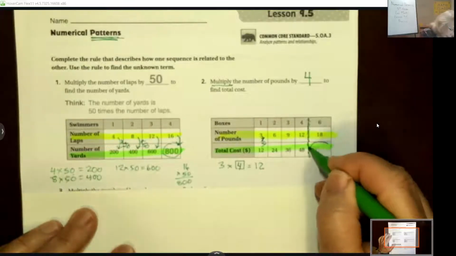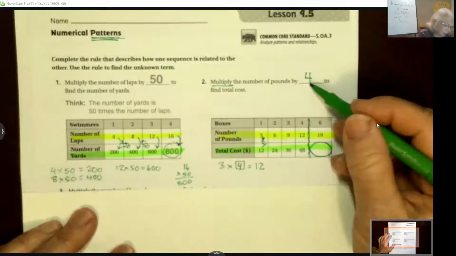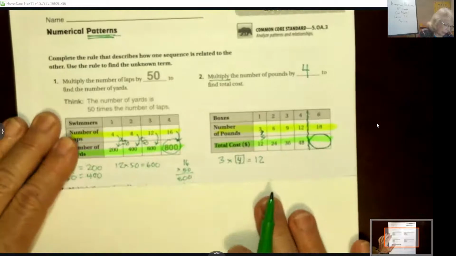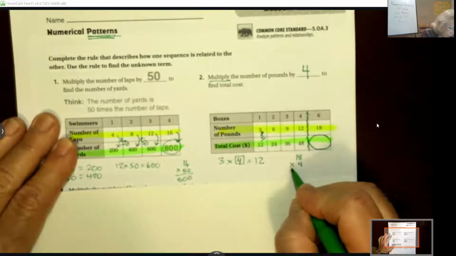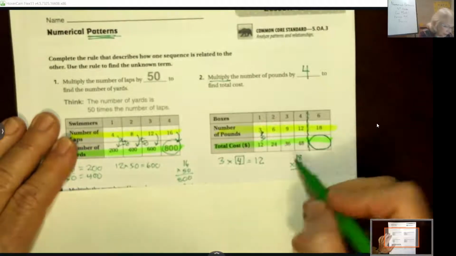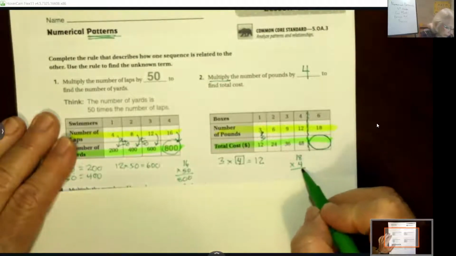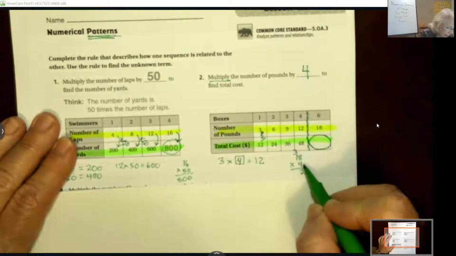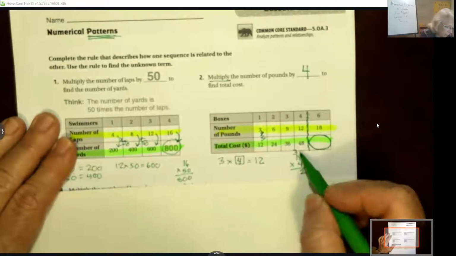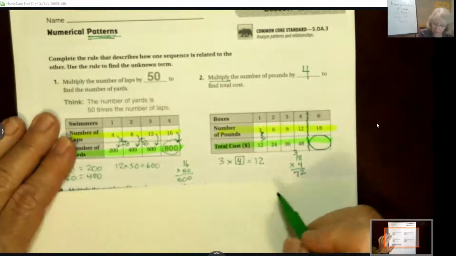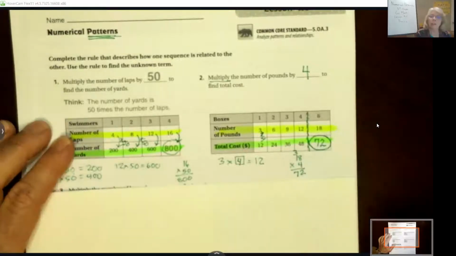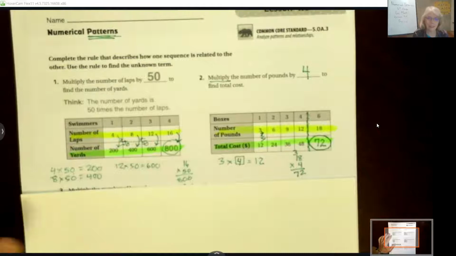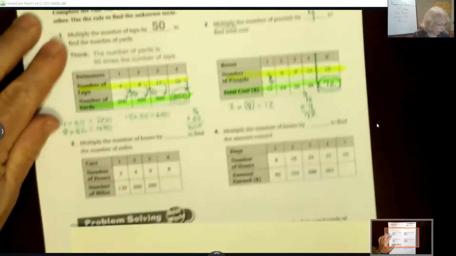So to fill in our mystery number, we're going to use our rule, and we're going to take 18 times 4. So let's go ahead and do that. 4 times 8 is 32. Carry the 3. 4 times 1 is 4, plus 3 is 7. So our answer that goes in here is 72. Okay, we're going to keep moving on to the next part of this worksheet.